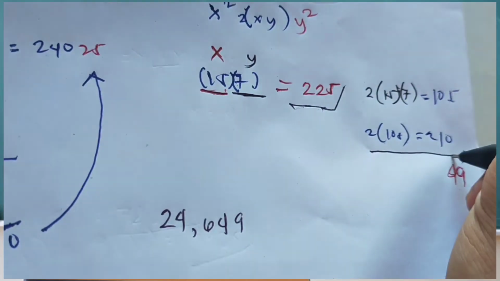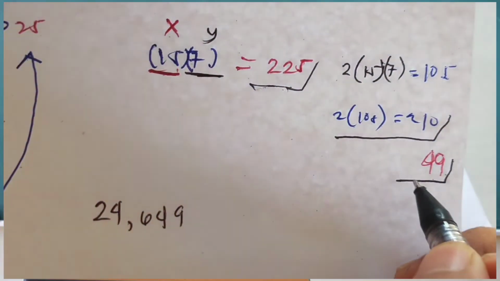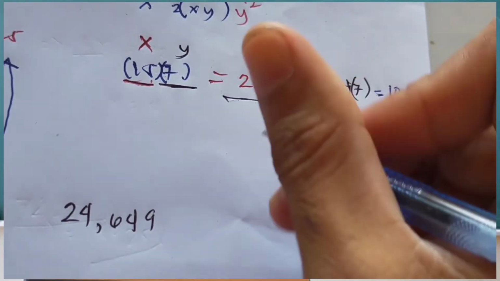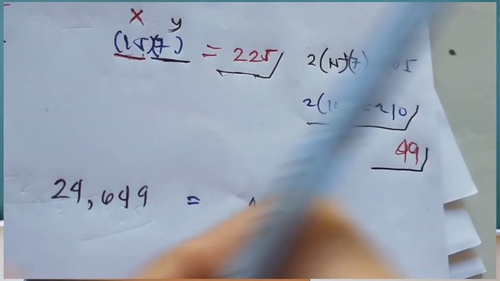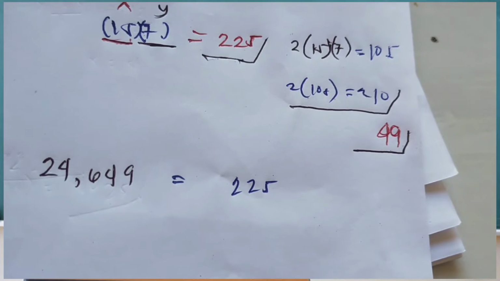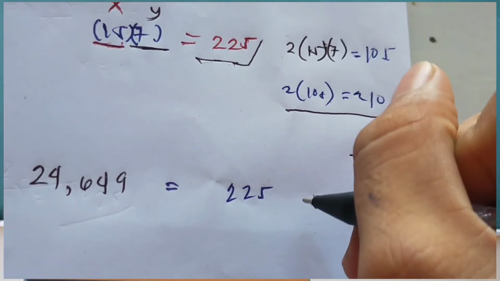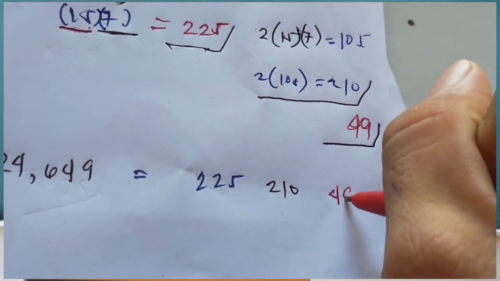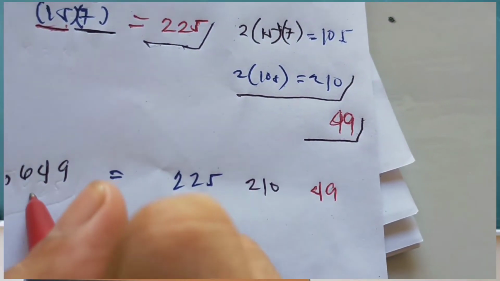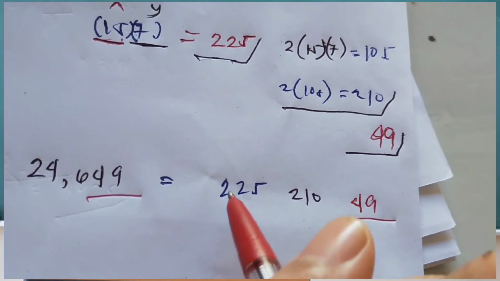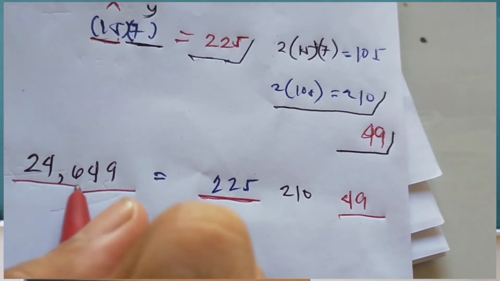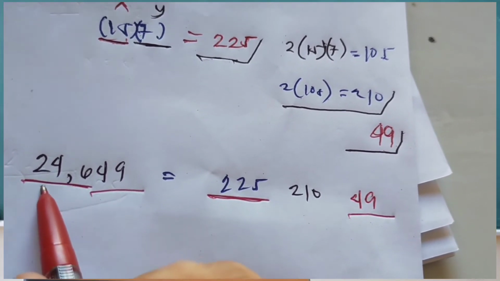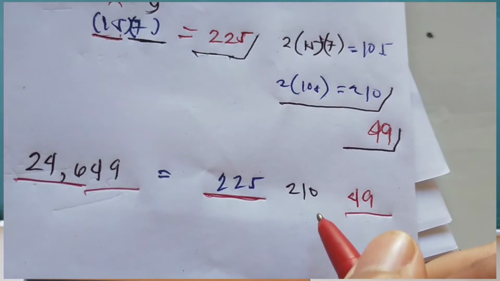Now, this is our clue. Okay? This is our clue. These three combined numbers are our clue. So, 225, and then we have 210, and then we have 49. So as we can see, 49 is here, but 225 is not equal to 246. So how did it come, or how does it become 24,649 if we are having these three numbers?